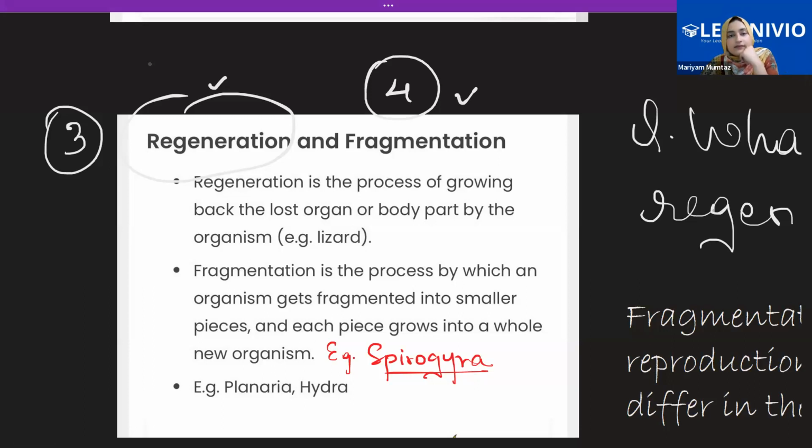Regeneration is like it grows a body part when it's lost, but fragmentation is like the lost parts will grow into a different whole organism. Now, for regeneration also, if I take planaria and cut it into 5 pieces, those 5 pieces are going to grow into a new planaria. Same thing happens in fragmentation. So how are they different?